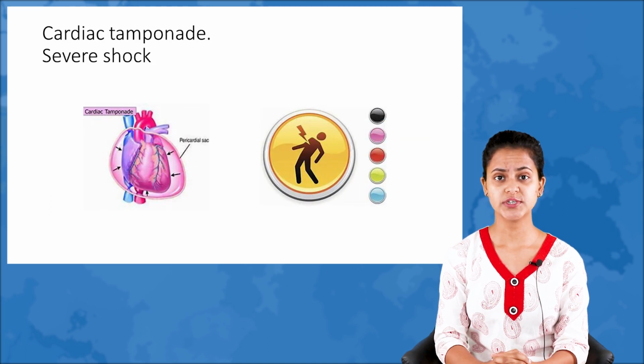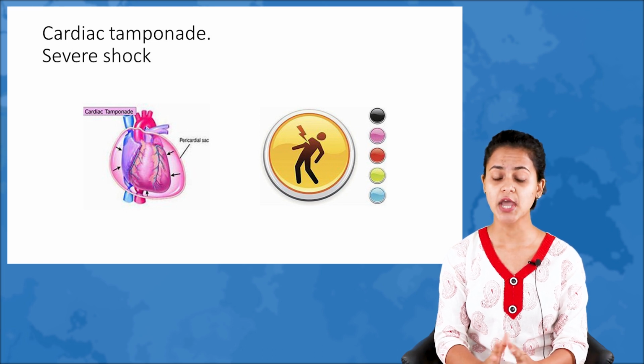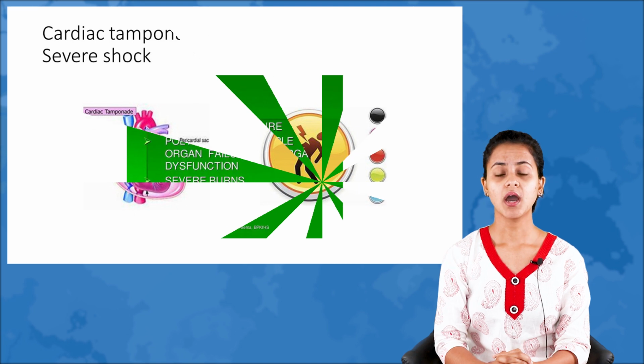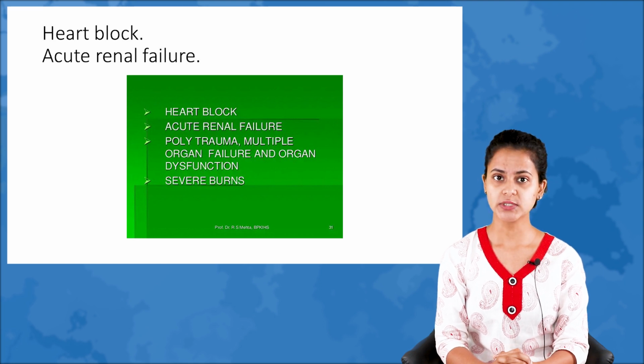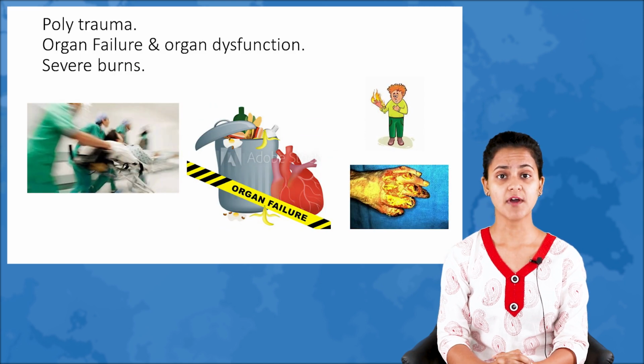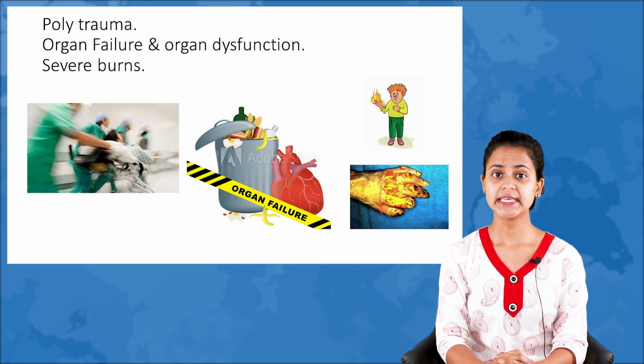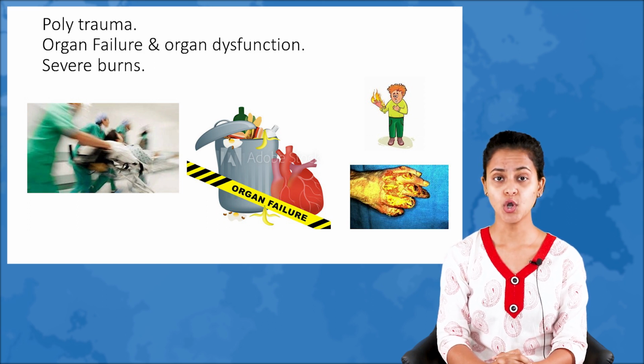The next conditions which often require a critical care unit stay include cardiac tamponade and shock. Patients with heart block often require admission to the intensive care unit so that continuous monitoring can be done. Organ dysfunction is also considered one of the most important indicators for admission into the intensive care unit. Severe burns, which cause a life-threatening scenario, often require intensive care unit admission.